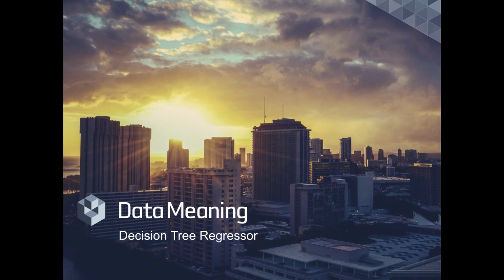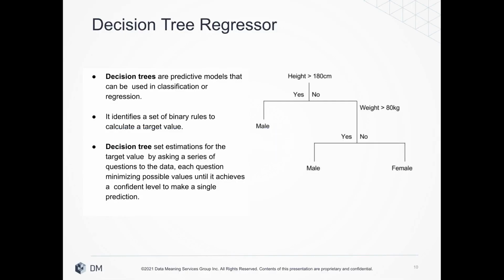Today we're going to talk about decision tree regressor. Decision trees are predictive models that can be used in classification or regressions. It identifies a set of binary rules to calculate the target value. And those estimations are defined by asking a series of questions to the data, where each question would minimize the possible value for our target variable until it achieves a confident level of decision for making one single prediction.